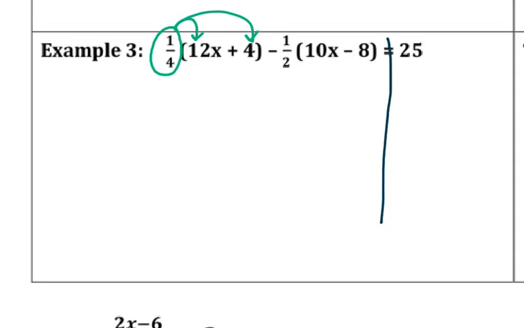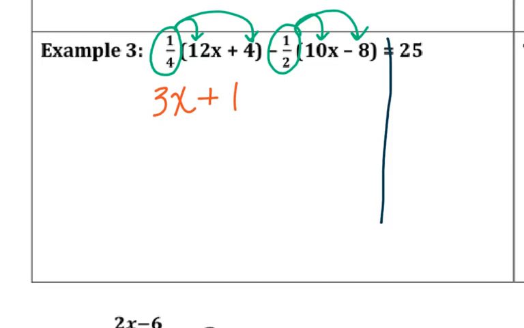So 1/4 of 12 is the same as saying 12 divided by 4. 12 divided by 4 is the number 3. There's an x with that 12, so we put an x there. 1/4 times 4 is the same as saying 4 divided by 4, which is just the number 1. If you struggle with multiplying fractions, you can use your calculator, and it will allow you to press Control Divide, and you can type the 1/4 times 12 in your calculator, and it would tell you that that would make a 3. So we're doing the same thing to get rid of this fraction.